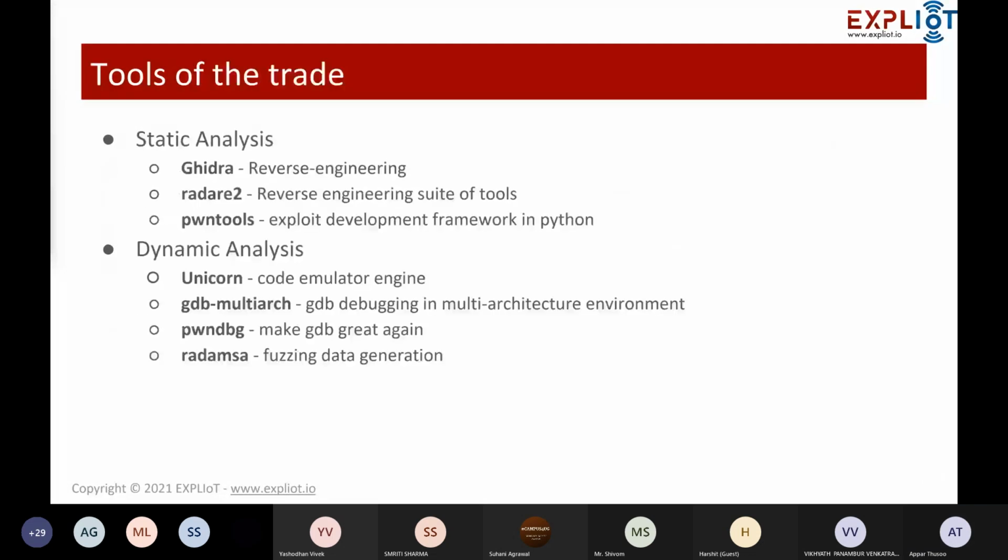So the tools of the trade for static analysis are basically your Ghidra, your Radare2, Pwntools. If you're a CTF player, you'll definitely know all of these tools. For dynamic analysis, you have Unicorn, which is a code emulator engine, your GDB, GDB multiarch, which is a GDB debugger for different architectures, your pwndbg, which is just a wrapper around your GDB, which assists you in debugging basically. Then you have your Radamsa, which is basically a mutator that you use for generating fuzz data or seed values.